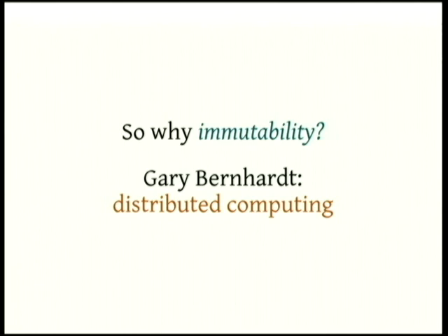So if I'm right that one of the big wins of a functional programming style is simply that it deals in data which our minds can picture very easily, what then is the value of immutability? And I think Gary Bernhardt got this right when he said the fun of immutability, I believe this was in the 2012 talk, is distributed computing.